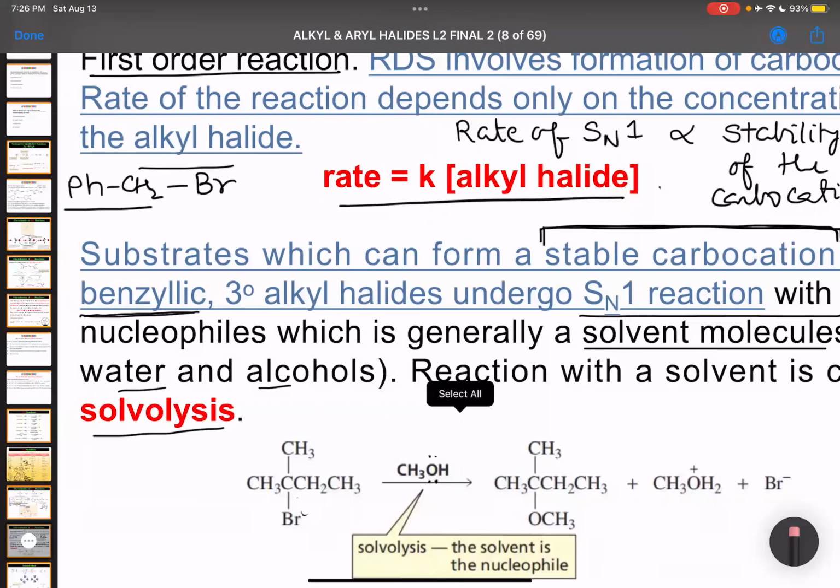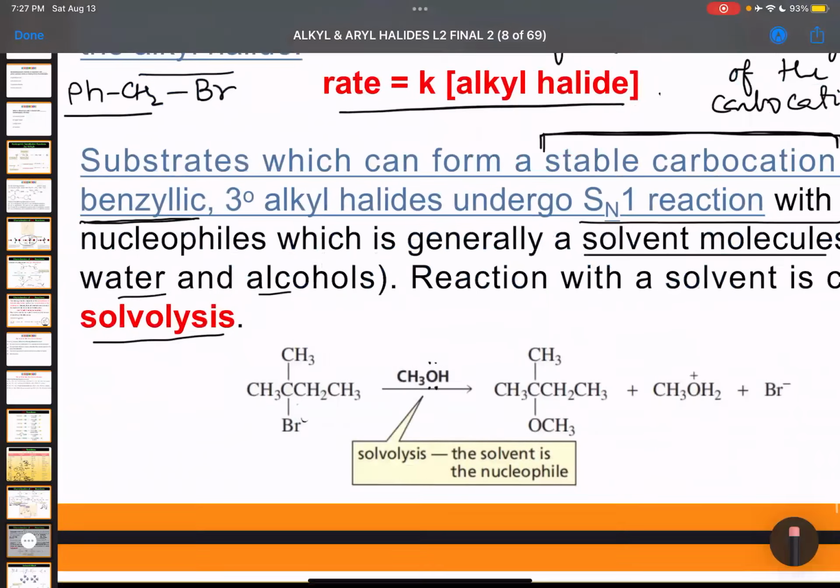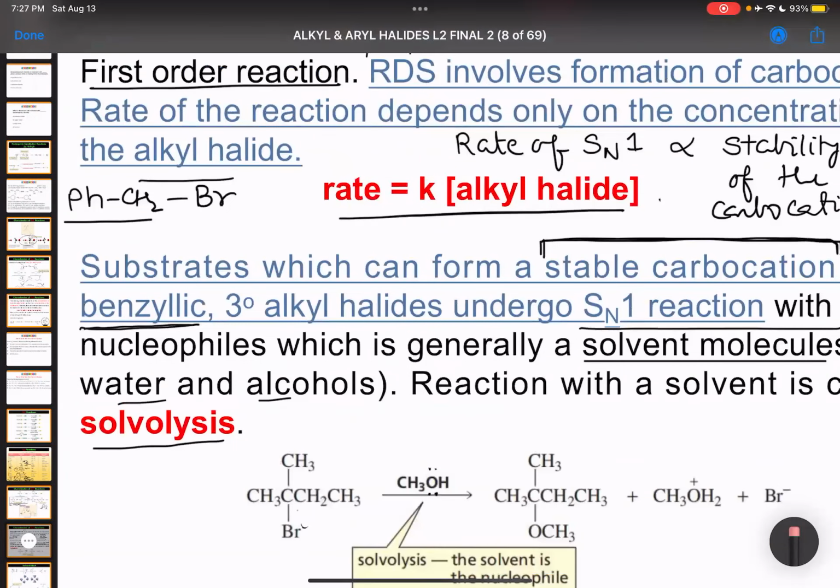The leaving group should be a good leaving group. If it is a poor leaving group, then SN1 definitely can't happen. The carbocation which is forming should be more stable. You should not have a substrate like methyl, which can't form a stable carbocation. So not every substrate can undergo an SN1 reaction. It needs to be benzylic or tertiary. So SN1 and SN2 are mutually exclusive.